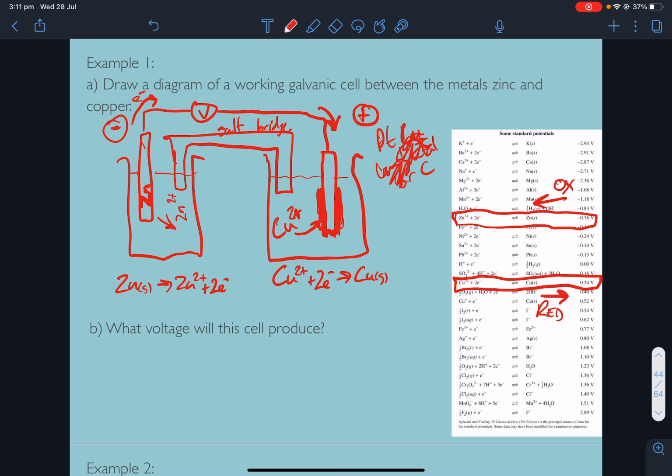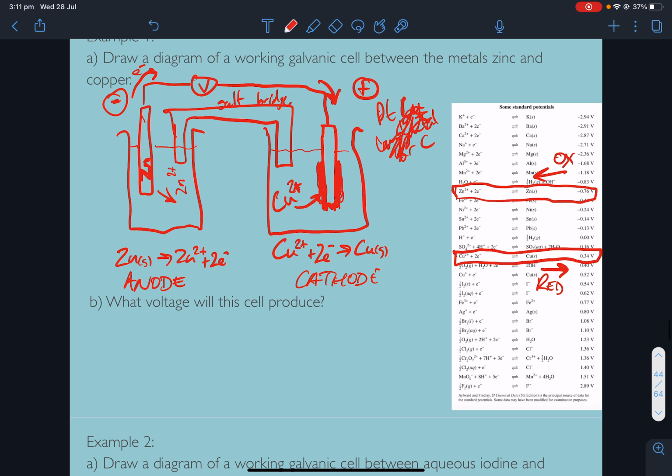Okay, so there is my anode reaction, and there is my cathode. I think I got everything labelled. Okay, what voltage will it produce?